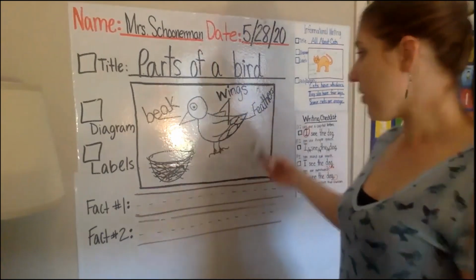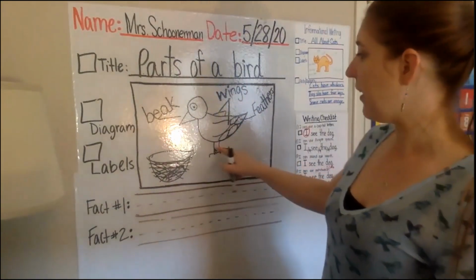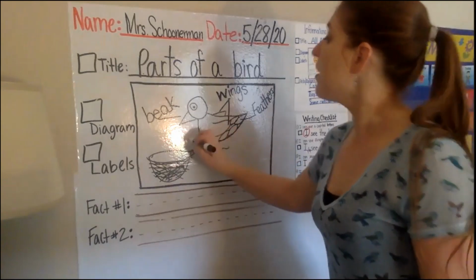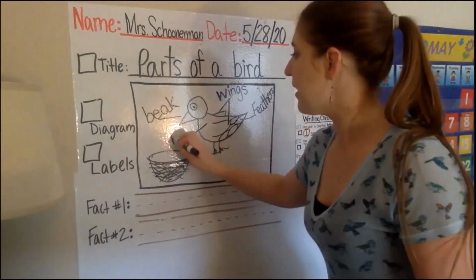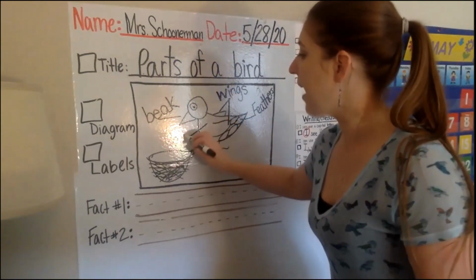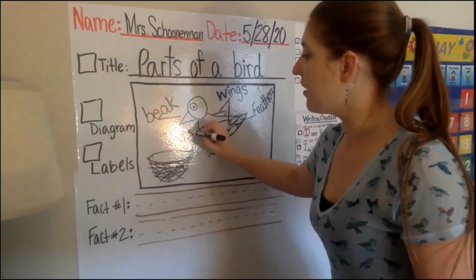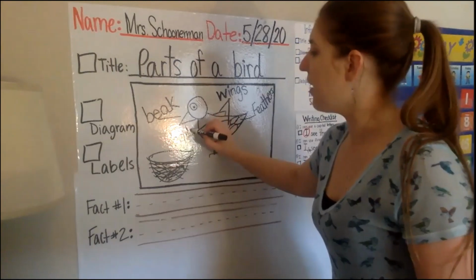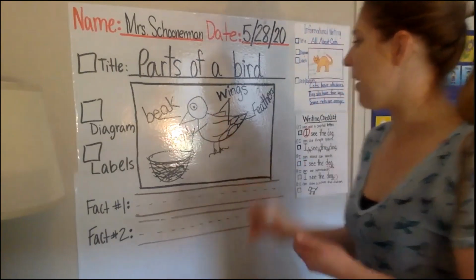All right, there's more to this that we could add. We could add legs, we could add eye, we could add head. The bird has a body. B, O, D. There's a D, B, O, D, and body ends with the letter Y.